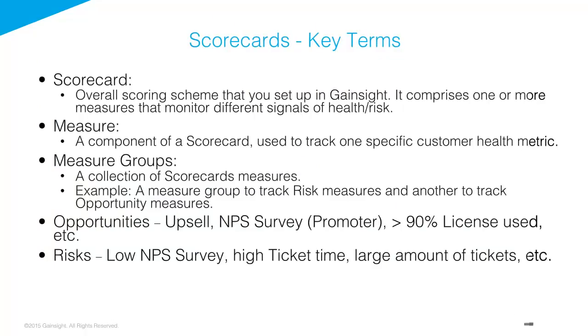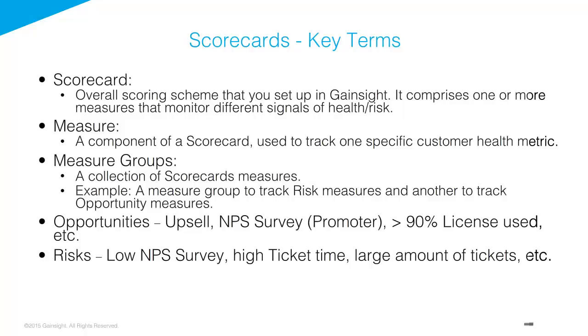To build an understanding of scorecards and their use, let's first review some key terms. A scorecard is a scoring scheme that comprises one or more measures that monitor different signals of health or risk. Measures track one specific metric related to customer health and are grouped according to what they potentially indicate. For example, the opportunities measure group includes things like promoters discovered in NPS surveys, high usage, such as greater than 90% licenses used, and upsells, things that generally indicate that the relationship with your customer is healthy and there might be an opportunity for an upsell or an expansion in services.